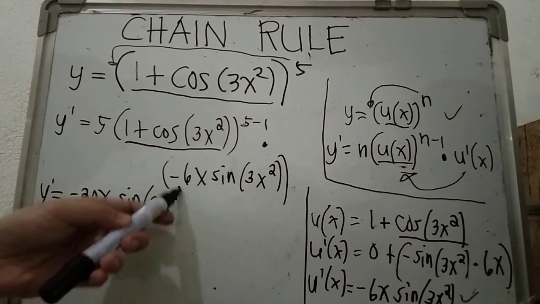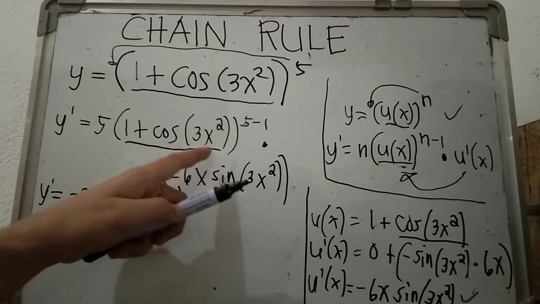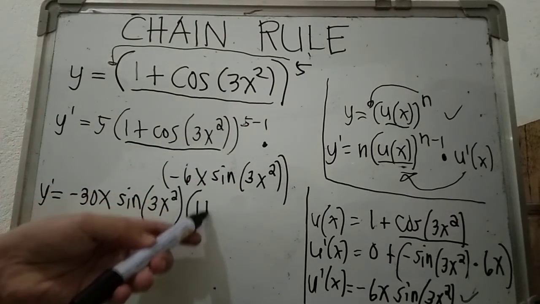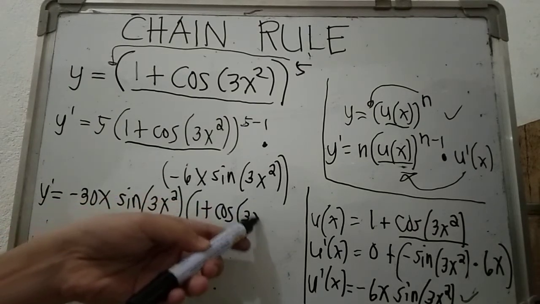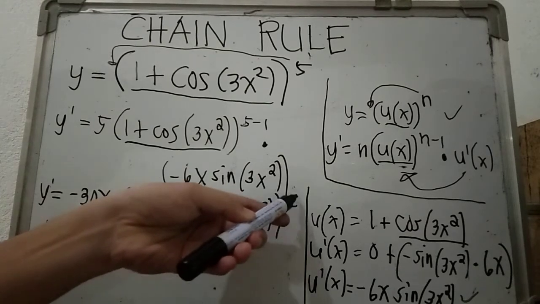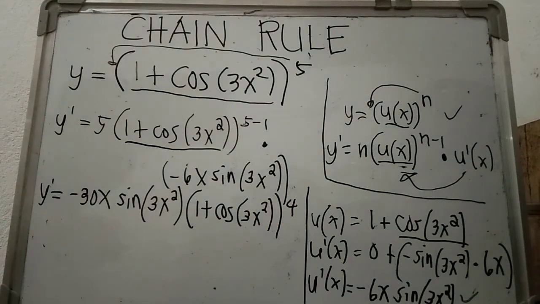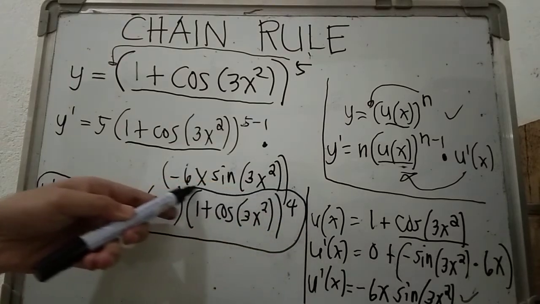3x squared. And then all you have to do is to follow the function 1 plus cos 3x squared raised to the power of 4, which is the complicated function. So 1 plus cos 3x squared raised to the power of 4. 4 is actually from 5 minus 1. So this is now our derivative of the function.